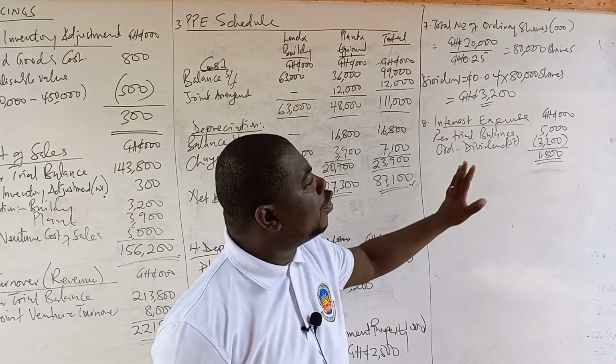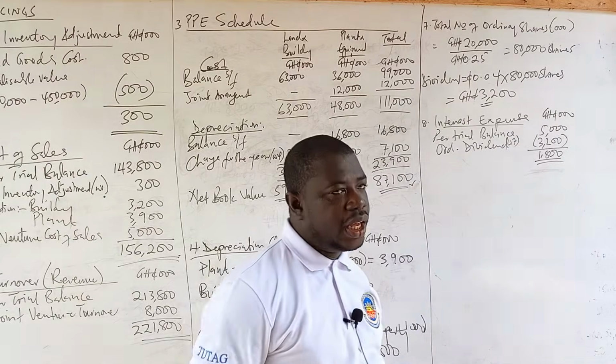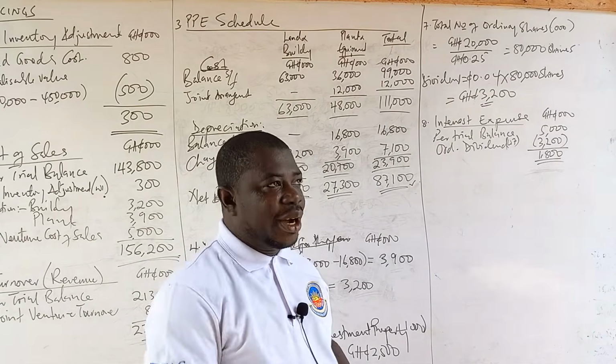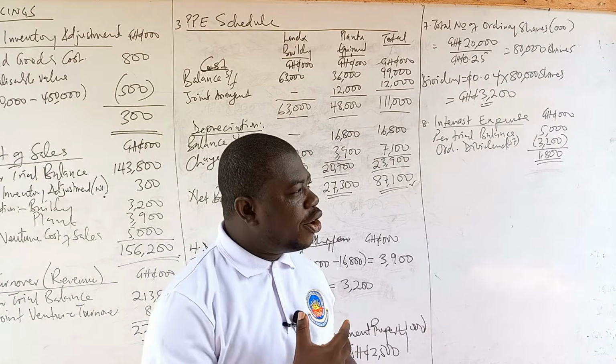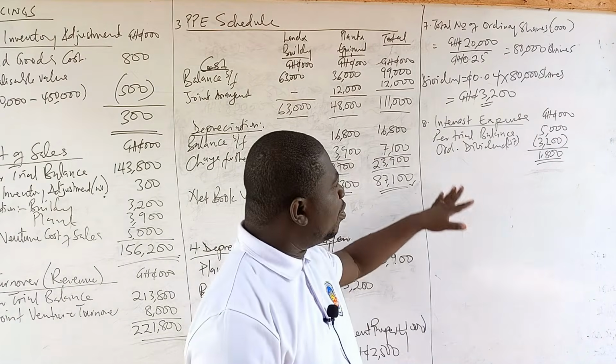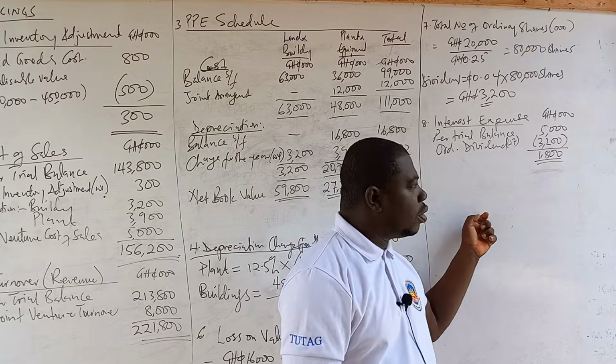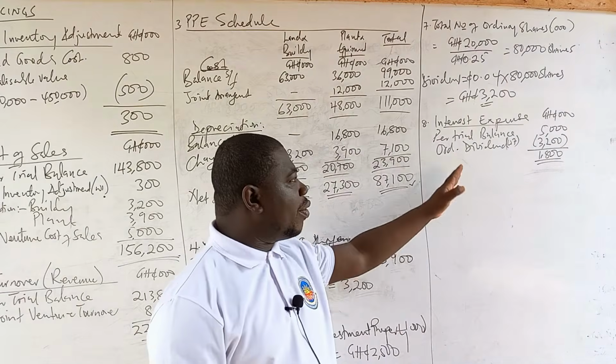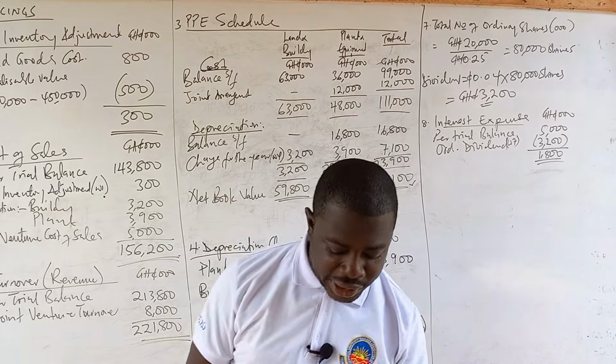So look at what you have to go through just to ascertain this figure. It's very, very cumbersome. So you need to understand your basic principles and you need to know your adjustments very well before you'll be able to do that. So now that we have the interest expense, we are done with that additional information.